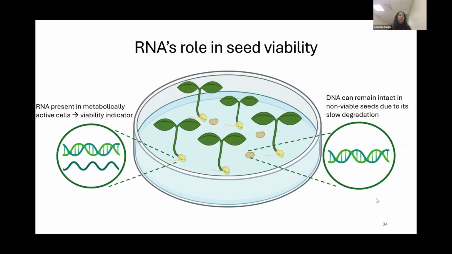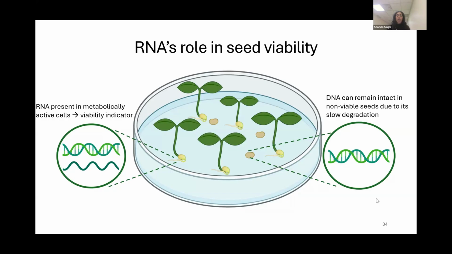And so we're using more of a molecular approach with regards to seed viability. So unlike for species identification, DNA cannot be used for viability testing since DNA can remain intact even in non-viable seeds as it's pretty stable and it degrades slowly. It's a pretty stable molecule. However, RNA is present in metabolically active cells. And if the cell dies, then the RNA degrades very quickly, meaning that it can be used as a viability indicator. And so with the current state of the project, we need DNA barcodes to be able to identify noxious species and RNA markers for viability.